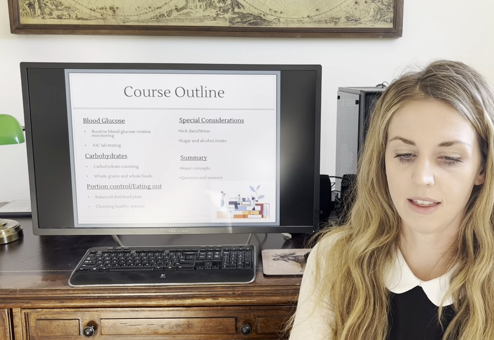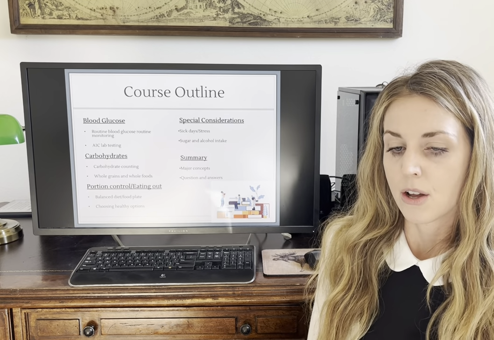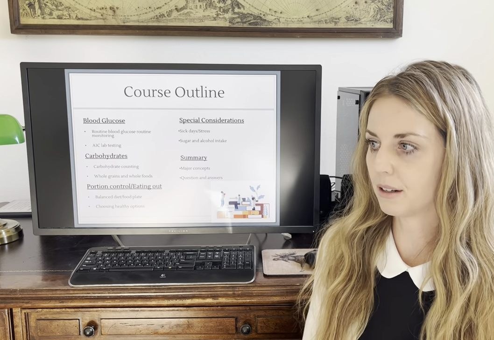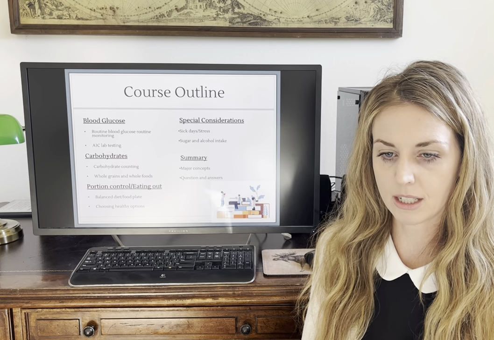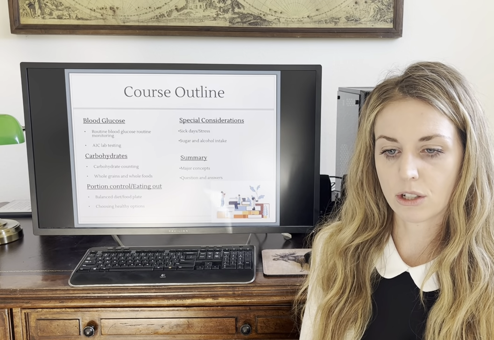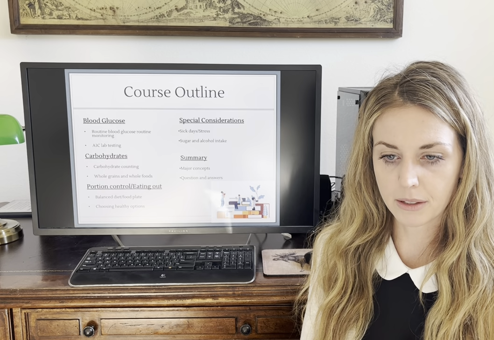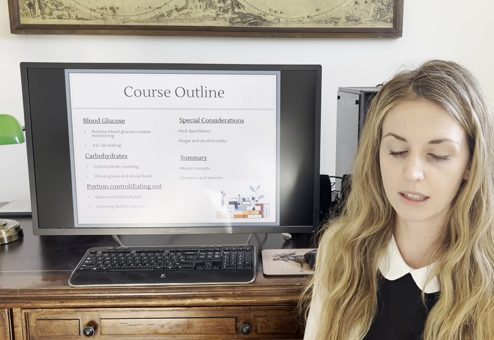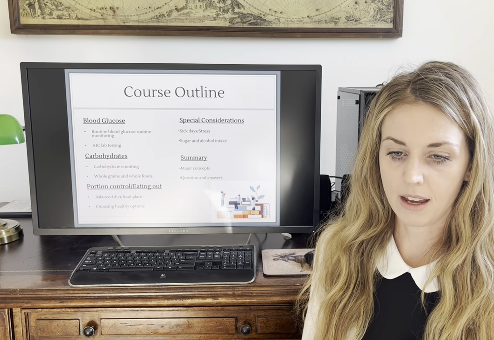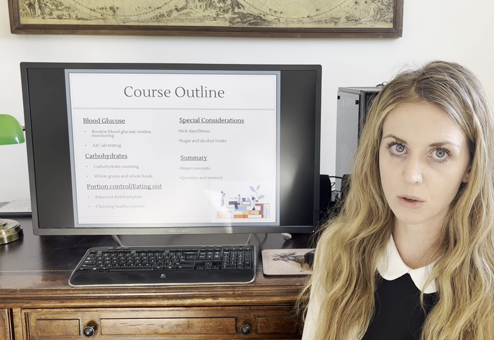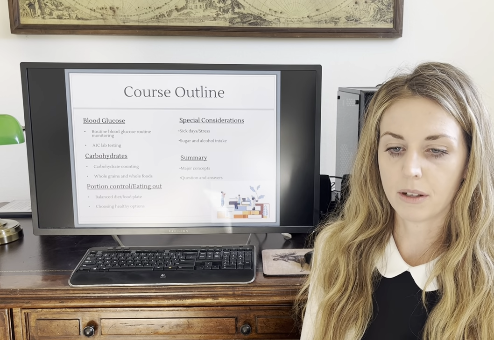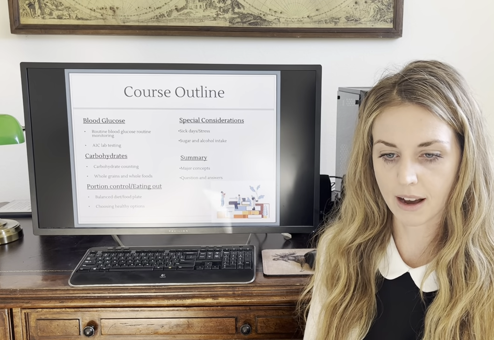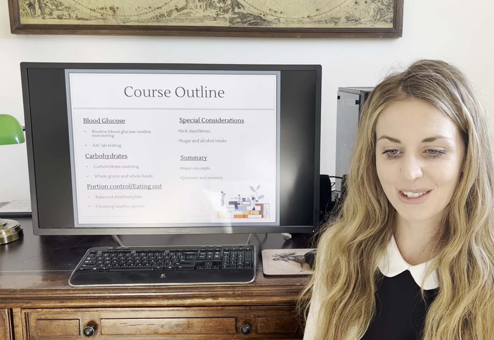Okay, and then I'm going to talk about the course outline. So first we would talk about blood glucose, just because it's a really big important part of managing diabetes. So we want the patients to routinely monitor their blood glucose and have their A1C lab testing done routinely as well. And then we'll talk about carbohydrates, since the emphasis of this course is on nutrition. And what we would talk about is carbohydrate counting, whole grains and whole foods, promoting that. And then portion control and eating out.